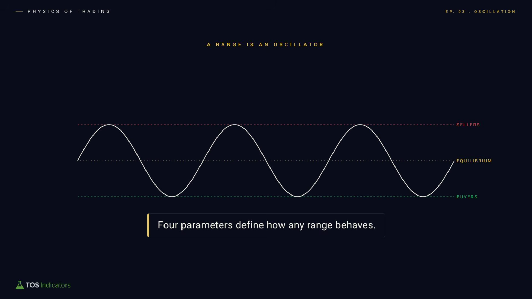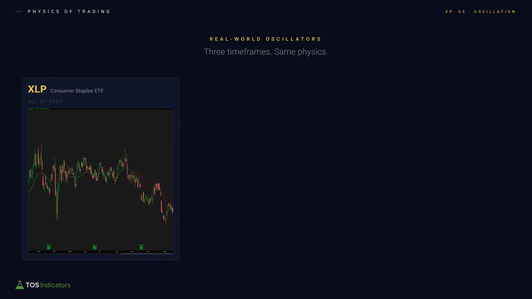Now, this happens constantly and often on names that, again, you don't expect to see coiled up. The squeeze we talked about in the form of energy is a great way to see where this compression might be happening. If you take something like XLP, the Consumer Staples ETF, through all of 2025, it essentially just oscillated inside of this very clearly defined band.